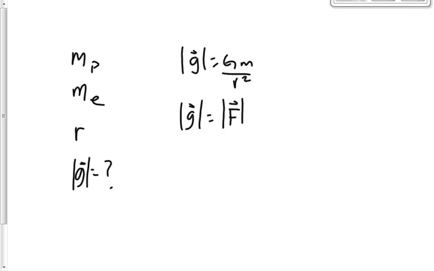Now, what did people do? In the past, what have people done for that question? You want to find the field strength there? Well, we've got two equations that are valid. g equals GM over r squared, or g is equal to F over m. What do you think people tried to do, though?